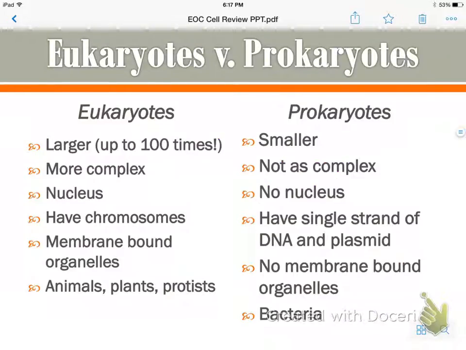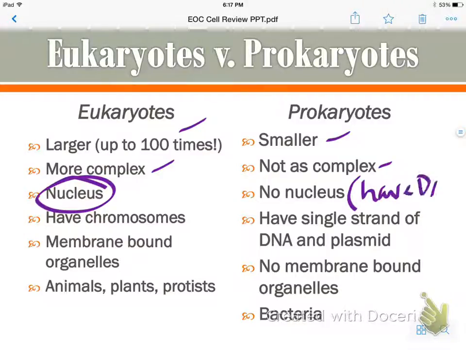So eukaryotes versus prokaryotes. So this is kind of just comparing the two. If you look, prokaryotes, like we said, are small. Eukaryotes are large, not as complex, very complex. These have that nucleus. These no nucleus, but they do have that DNA. Don't forget that.